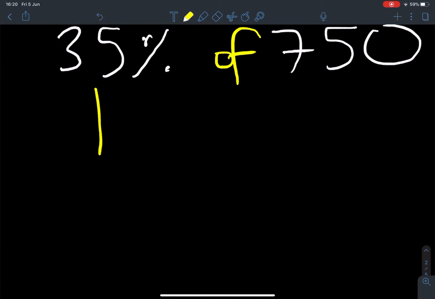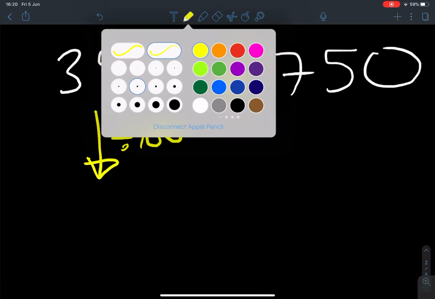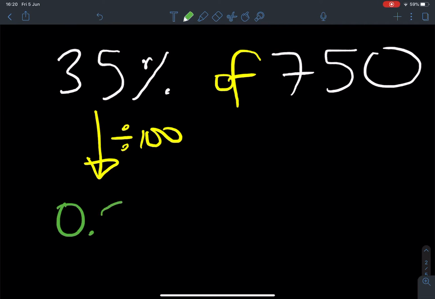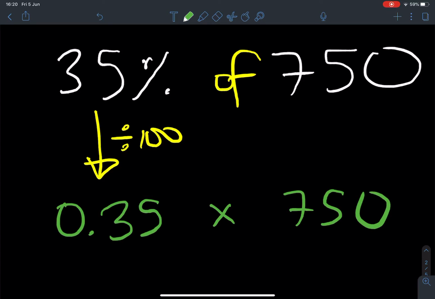The way that we work it out is you convert the percentage into a decimal. So 35% as a decimal, the way you work it out is you divide by 100, which gives you 0.35. Not 0.35%. Remember, when you're converting it, the percentage sign disappears. It's now the decimal equivalent of 35%. Now, what is commonly used, interchangeably used in mathematics? It's the times sign. So what you're doing is multiplying the multiplier, 0.35, by the amount, which is 750.